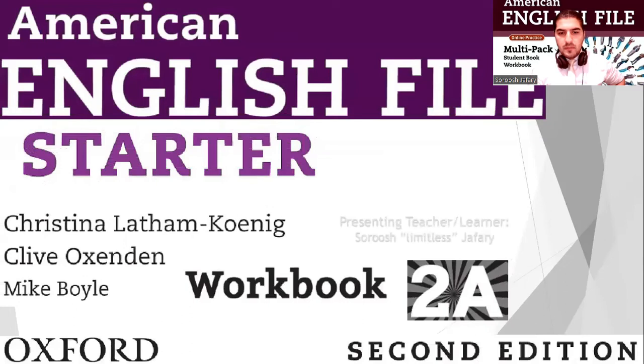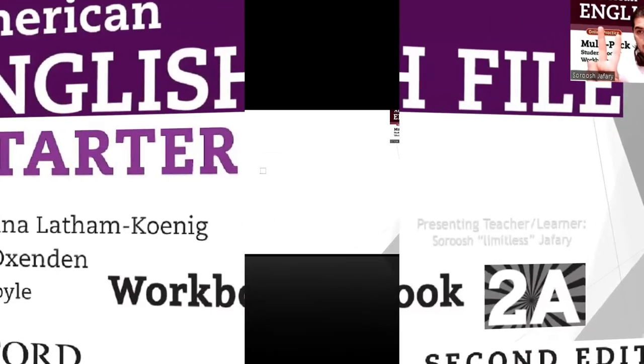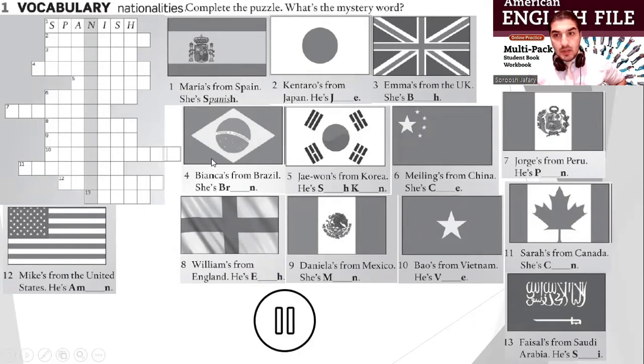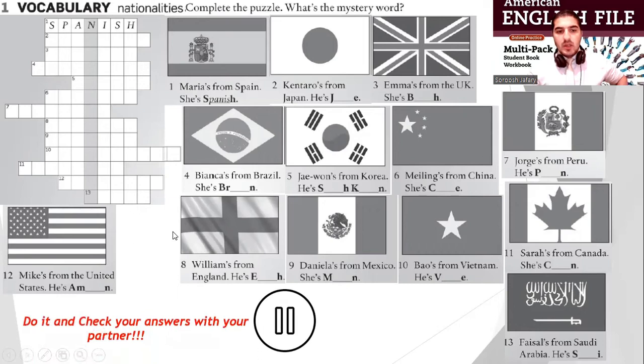Okay, this is Workbook Part 2A. Well, all right, we have a puzzle here. Complete the puzzle. For example, number one, Maria's from Spain, so she's Spanish. S-P-A-N-I-S-H. Okay, do the rest. Stop the video. Do it and check it with your partner.